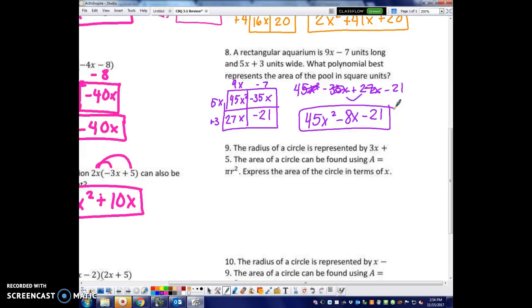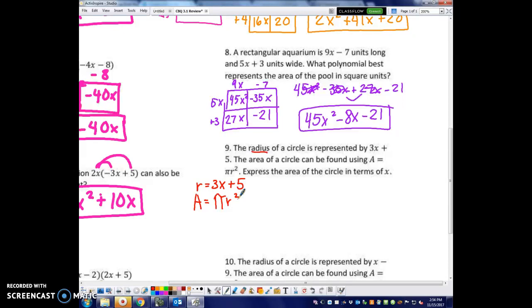All right, so number 9 and 10 are kind of interesting. And sorry, they're a little written funny. I'll try and fix that. You haven't seen a question like this before, and so I'm actually kind of excited that you get to see it here. So it says the radius of a circle is represented by 3x plus 5. So we'll write radius equals 3x plus 5. The area of a circle can be found using A equals pi r squared. Express the area of a circle in terms of x.